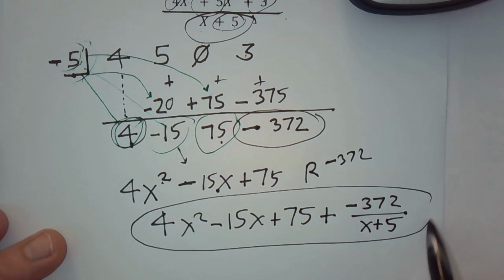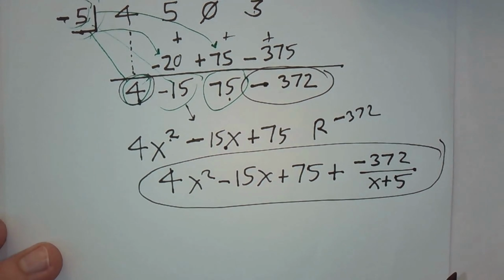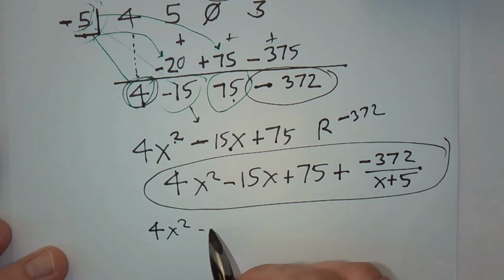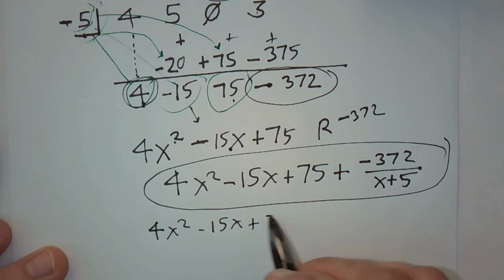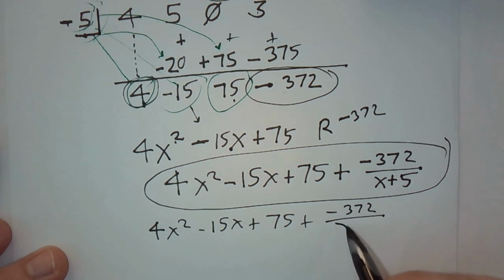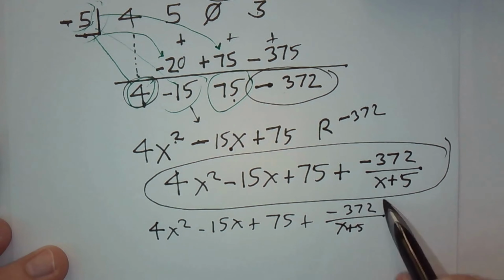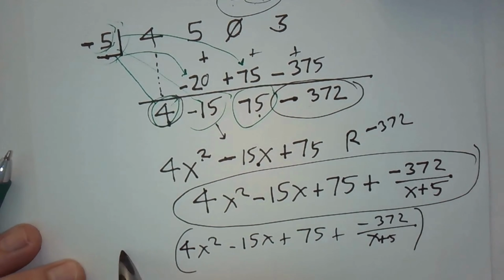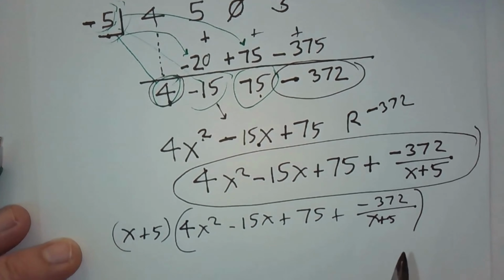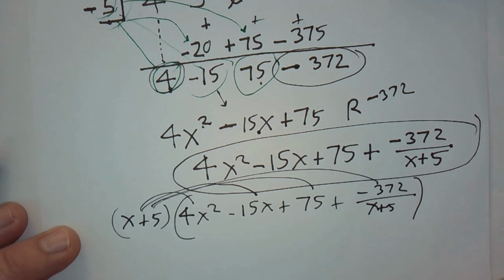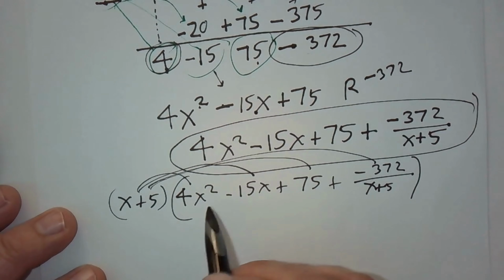This is our answer, but if you want to be sure, the best way to do that is to check it. So I'm going to rewrite the answer, 4x squared minus 15x plus 75 plus negative 372 over x plus 5. I'm going to take that answer and multiply it by our original denominator, which is x plus 5. So I'm going to multiply it out, and that means we have to distribute it. So we're going to rewrite it. I like to write these first.